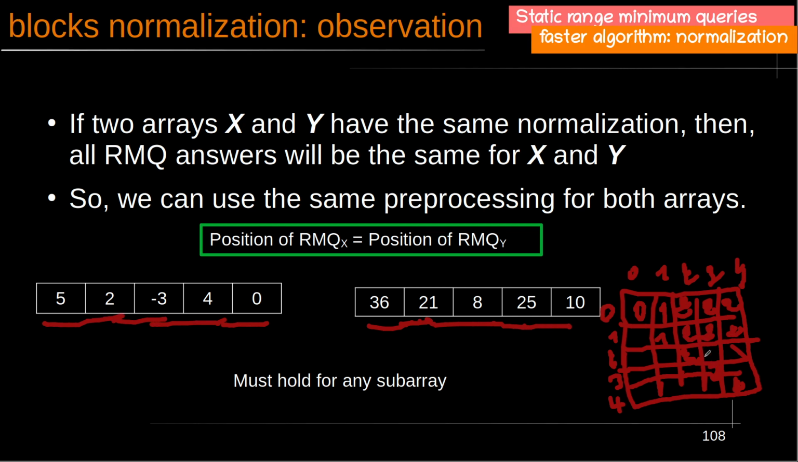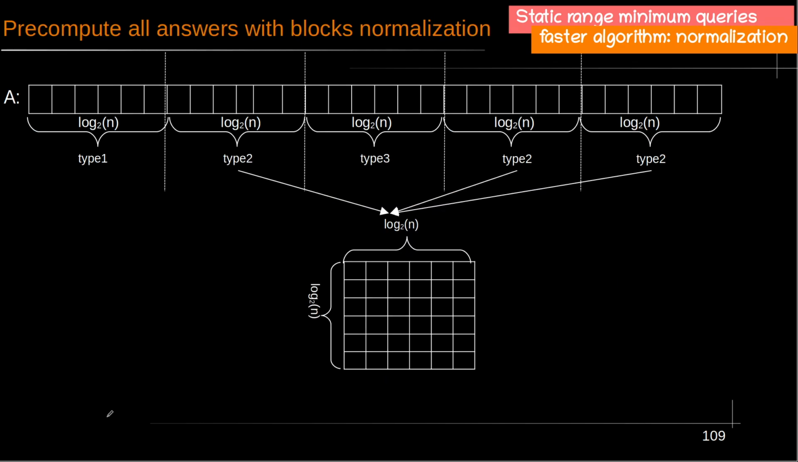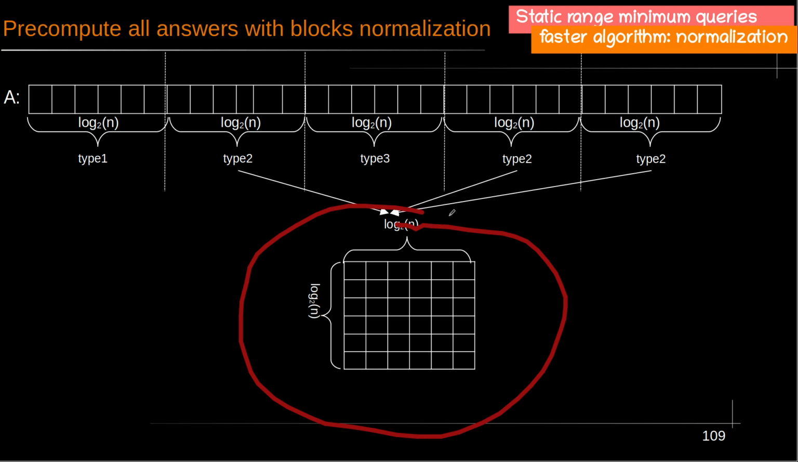Etc. You can complete this array. From 2 to 3 is at position 2, from 2 to 4 at position 2. From 3 to 4 it's at position 4, from 4 to 4 at position 4. So this preprocessing holds for both arrays because they are the same type or the same model. So if I have two blocks or many blocks of the same type, we can do the same preprocessing for all. So one time, just one time, we do the preprocessing on that type and save it.